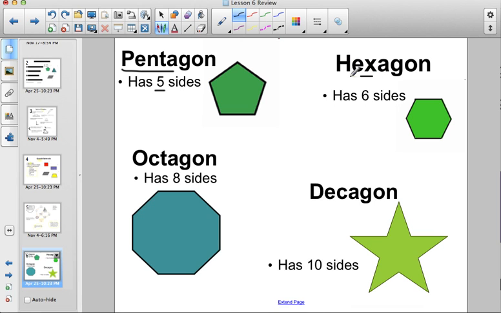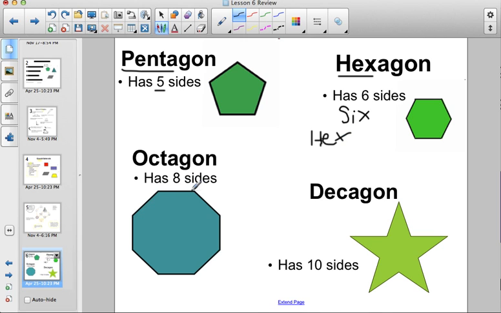Next we have hexagon. Hex means 6. Emma Genis came up with this little saying that 6 has an X in it, and hex has an X in it. So you can remember that if it has 6 sides, it's a hexagon because both have an X in them.